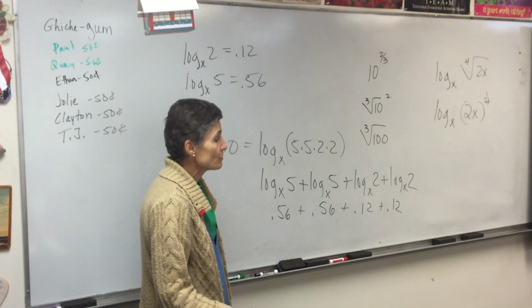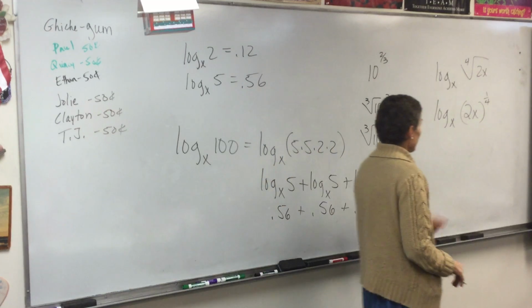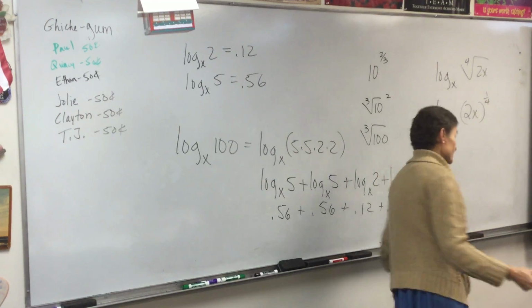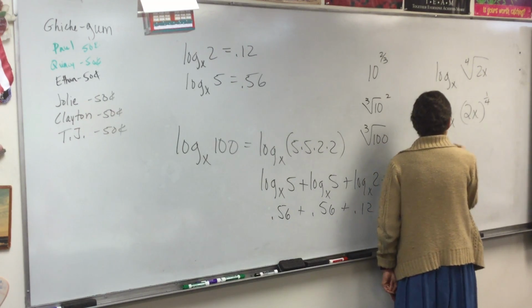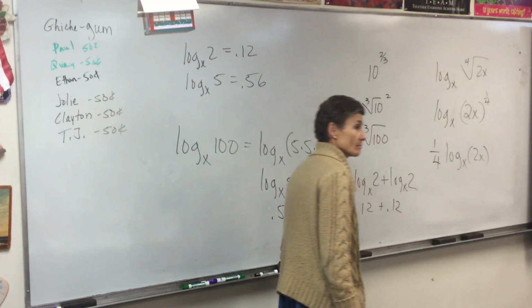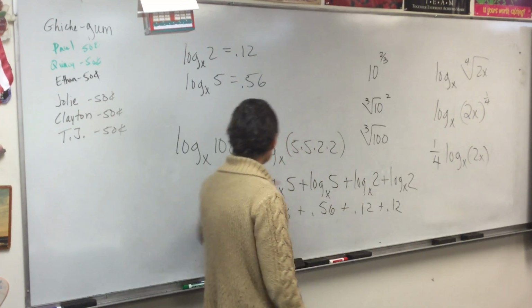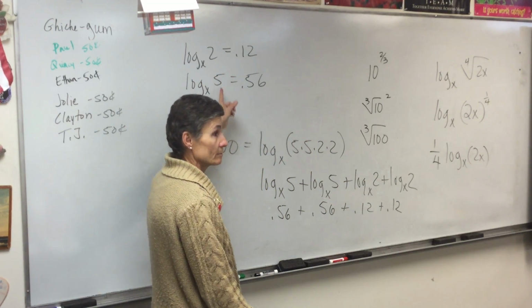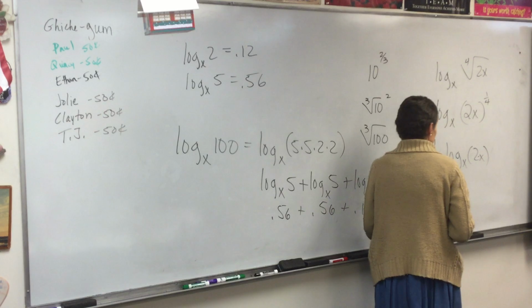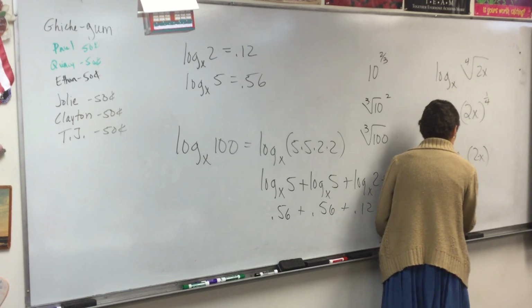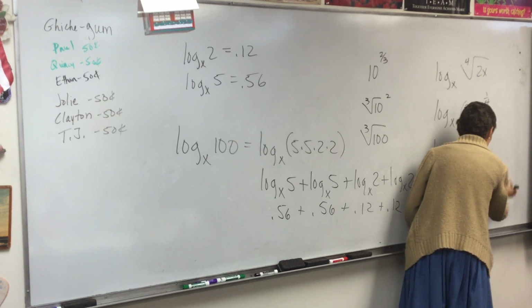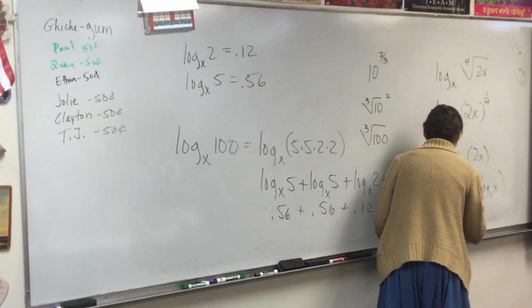Now, when you take the logarithm of something to a power, we bring it to the front, so it's going to be 1/4 log base x of 2x. Now, did they give me 2x? Nope, so I got to break it down more. So I see these are being multiplied. So I can break them down into the log base x of 2 plus the log base x of x, which is just 1.